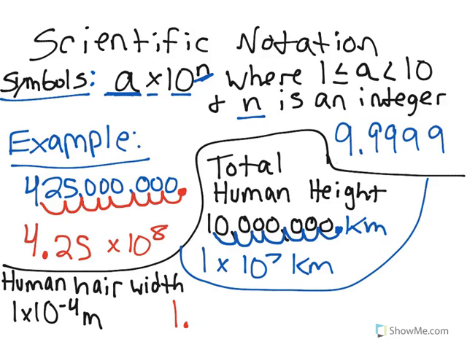So 1, 2, 3, 4. Now you'll notice these blanks are going to get filled with zeros. So that means 0.0001 meters. That's how wide a human hair is. And as a thought, by the way, that's about 100 micrometers for what it's worth.